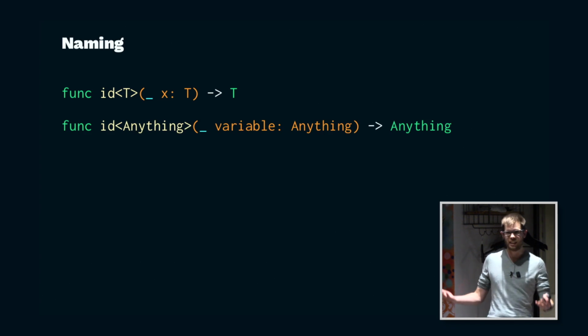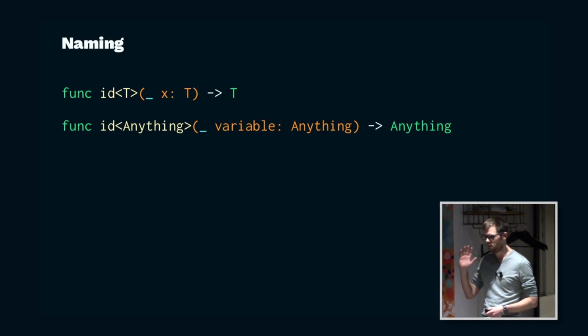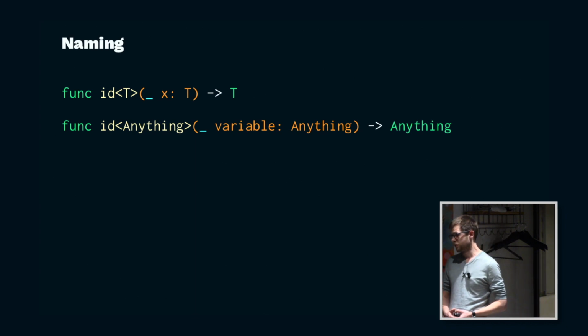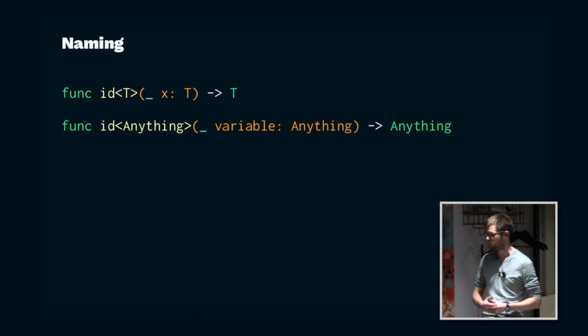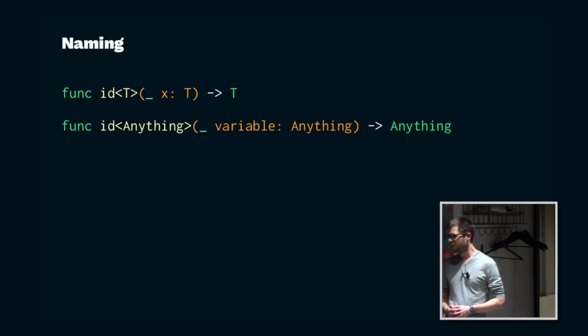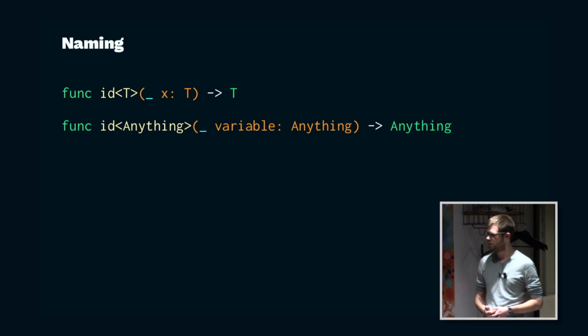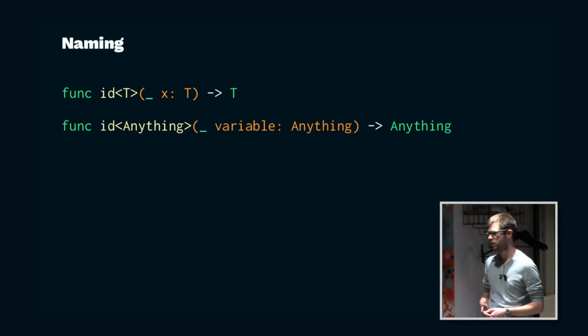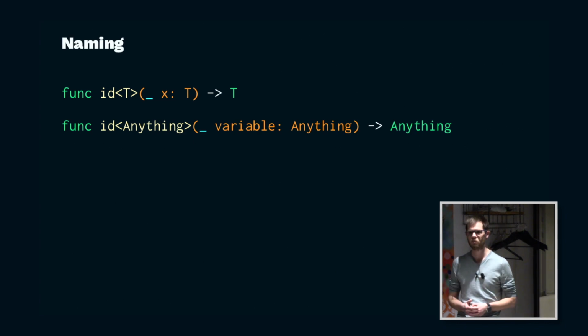We have anything, literally anything. It can be everything, any possible type in Swift that you can imagine. We have a variable, and that's also an anything, and it returns an anything. I don't think the names matter because if you look at the types, this is the identity function. It's a special type of function that returns what you give it. If you give it a 1, it returns a 1. If you give it an array, it returns the exact same array.